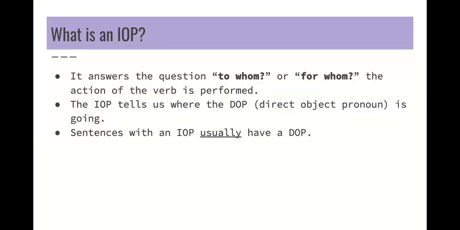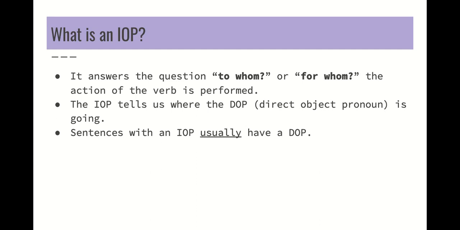So what is an IOP? I'm going to call them IOPs instead of saying indirect object pronouns the whole time. So an IOP answers the question to whom or for whom the action of the verb is being performed. The IOP tells us where the DOP is going. So sentences with an IOP usually have a DOP. Okay, so an IOP is who is receiving the item.